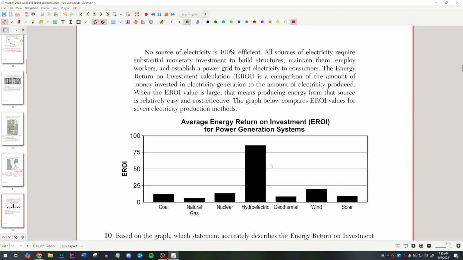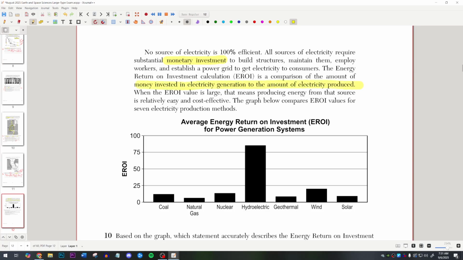All right. No source of electricity is 100% efficient. All sources require substantial monetary investment. That means it just requires a lot of money to build structures, maintain them, employ workers, and establish a power grid. The energy return on investment calculation is a comparison of the amount of money invested to the amount of electricity produced.